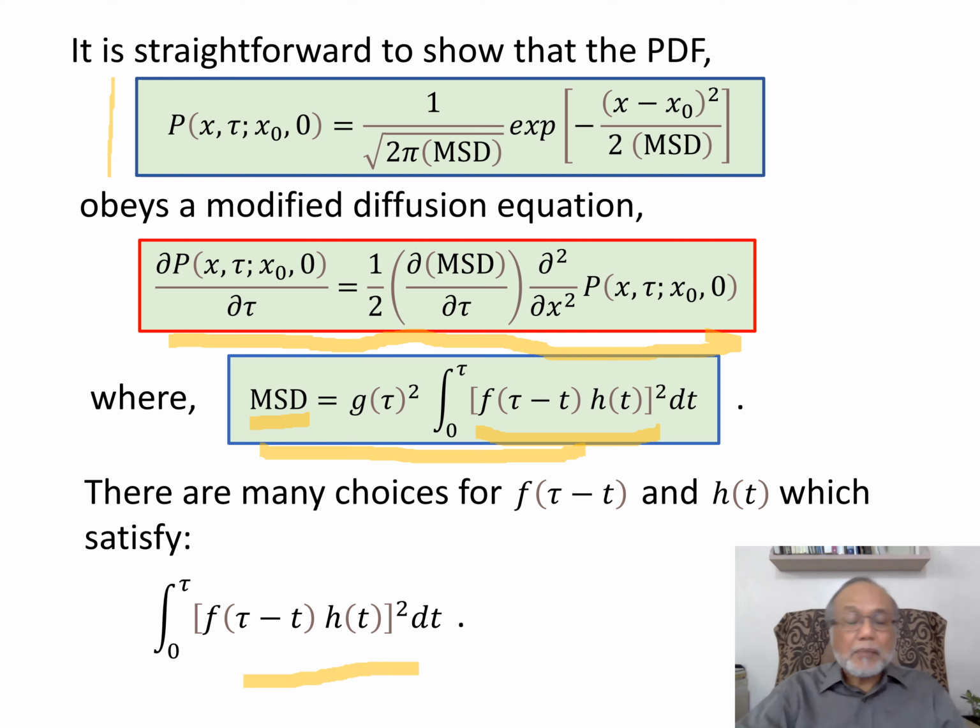And we have seen at the beginning of the lecture that there are a huge number of functions f and h that are integrable, square integrable, that could satisfy this. So let's have a couple of examples. Of course, you can easily get the ordinary Brownian motion from here by choosing functions g and h equal to 1, and f as some constant, square root of 2D, where D is the diffusion coefficient.